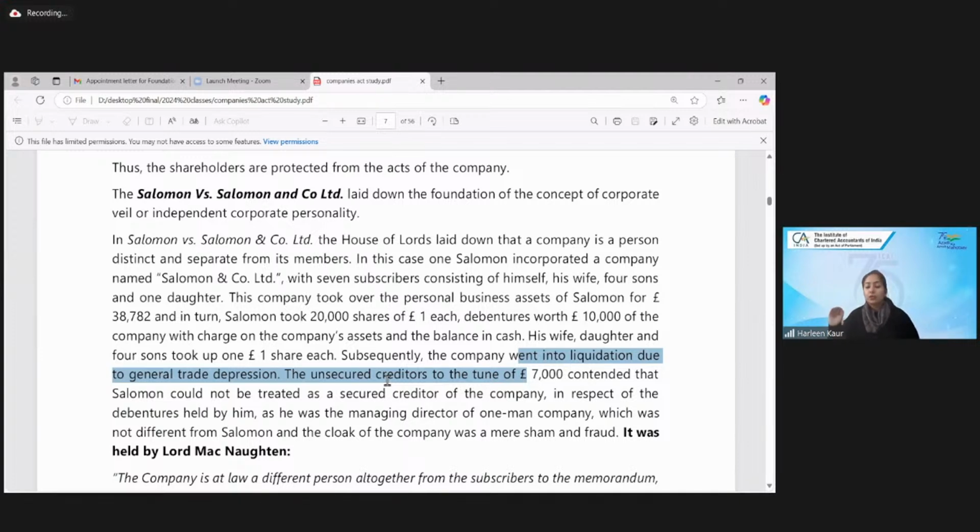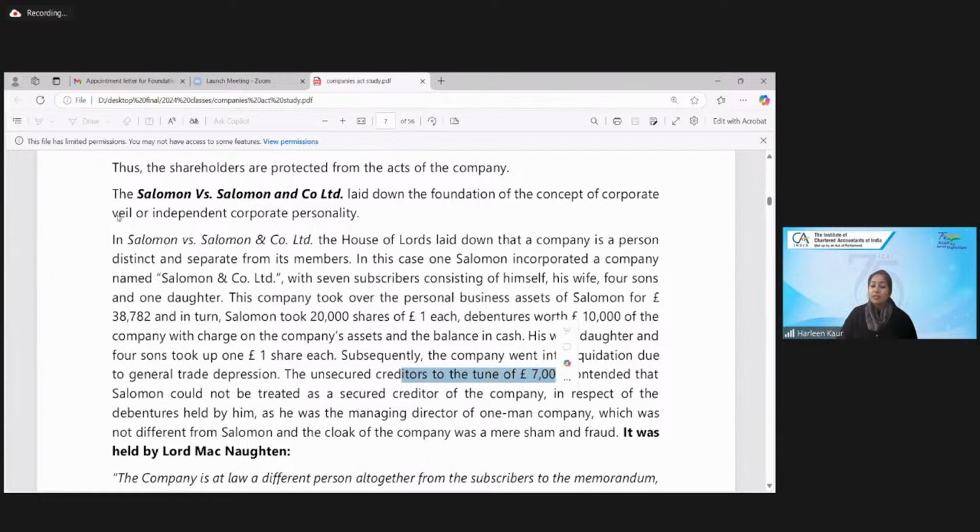Now there are unsecured creditors of 7,000 pounds. Was there any secured creditor also? Yes, ma'am, you just explained that debentures worth 10,000 pounds have been taken by Salomon. So Salomon was the secured creditor of the company. He has given a loan of 10,000 against security. So when the company goes into liquidation, how is the payment made? First, the assets are used for paying off the secured creditors. The balance, if any, is given to the unsecured creditors. There were 6,000 pounds of assets left, so the entire 6,000 was given to the secured creditor, that is Salomon himself.